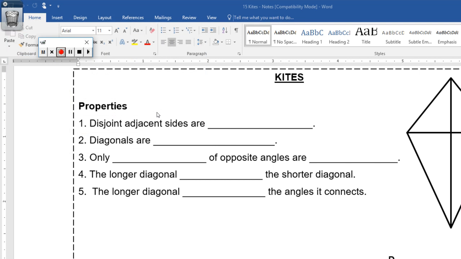Hi guys, today we're going to learn about kites. I'm going to go over the properties with you guys. Hopefully this time the screen captures everything. I'm going to try to keep everything centered, that way it doesn't cut any part of it.